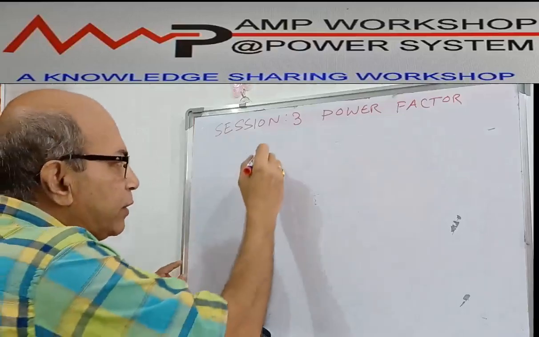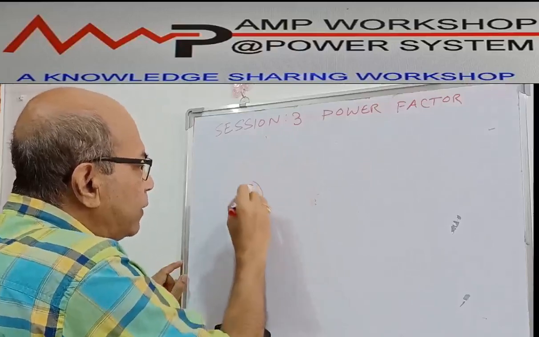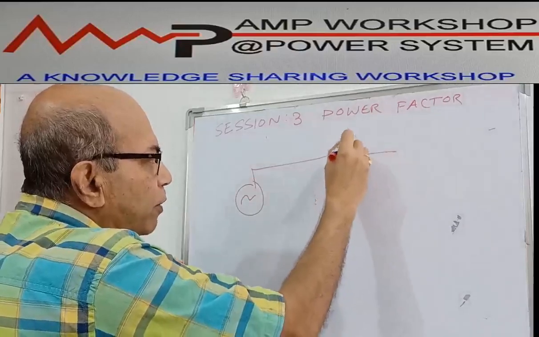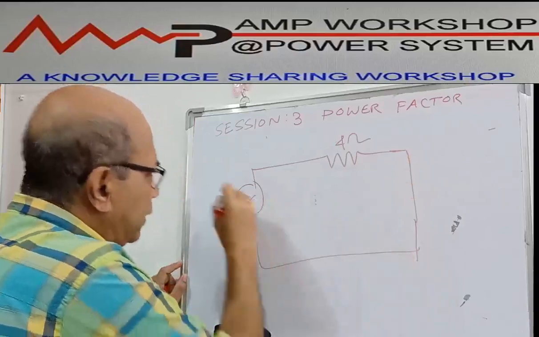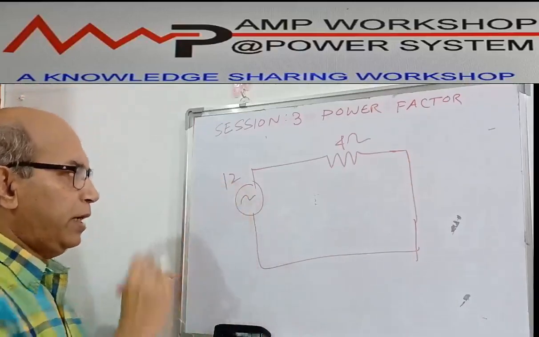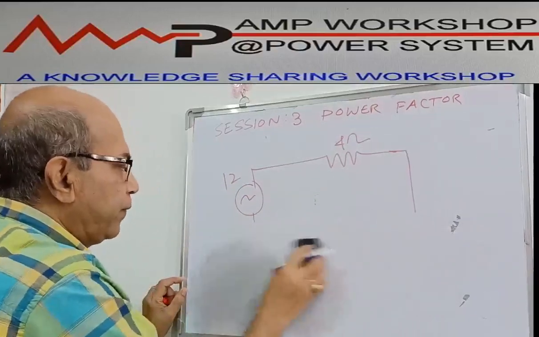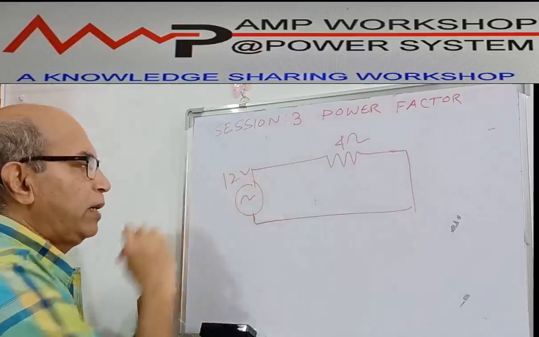So in that case, what will happen? Suppose there is an alternating single phase voltage connected to a resistance. Same resistance, suppose it is a 4 ohm resistance connected over here. Suppose it is the same 12 volt supply connected over here. Now this is 12 volt, but it is AC.